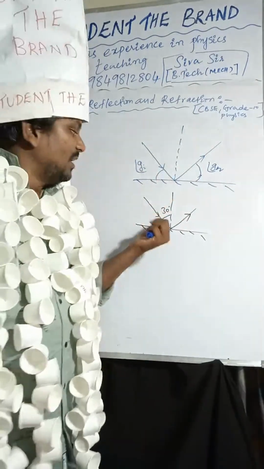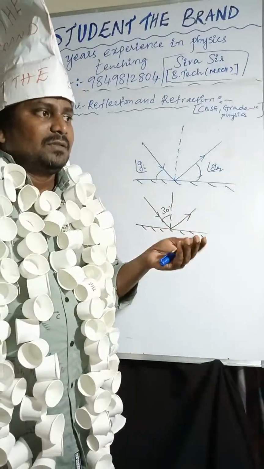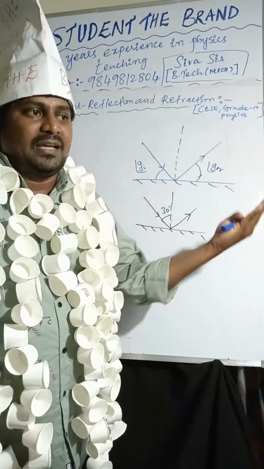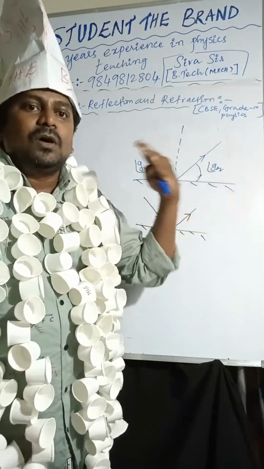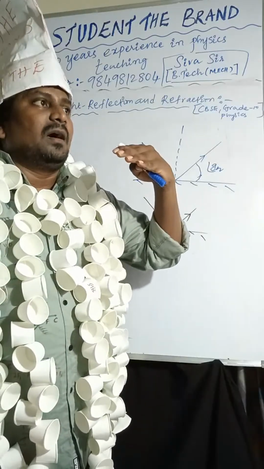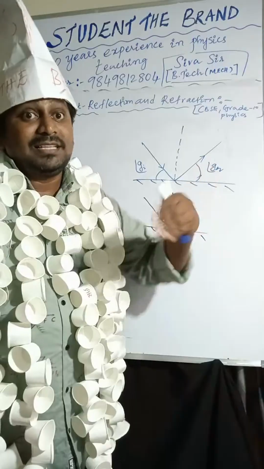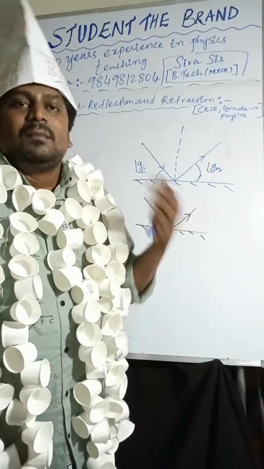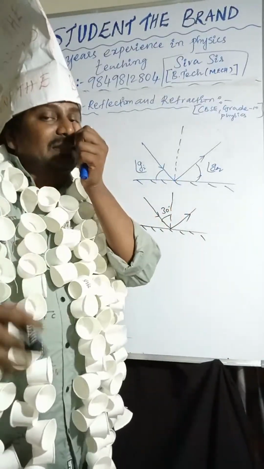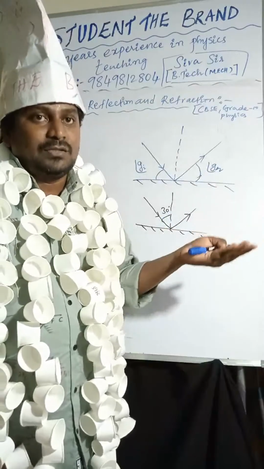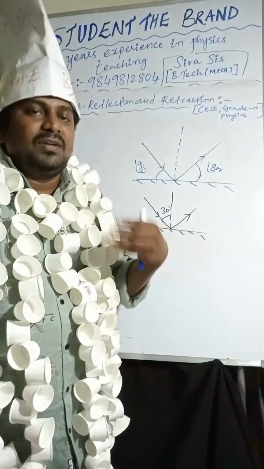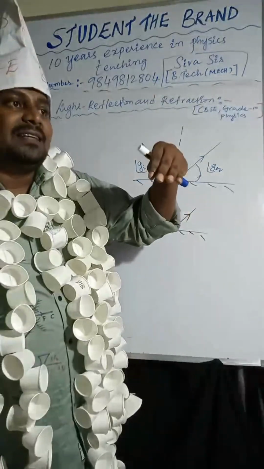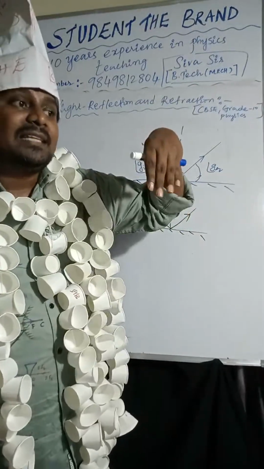Incident ray with the surface, or with the mirror. Here I took a plane mirror, that's why I'm saying plane mirror. But if you take any other surface or medium, the angle between the incident ray and the plane surface, they can ask that also. They may not use the word glancing angle, but CBSE has asked these questions. The format is: what is the angle between the incident ray and the plane surface?